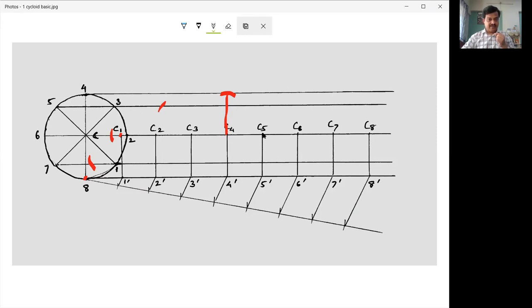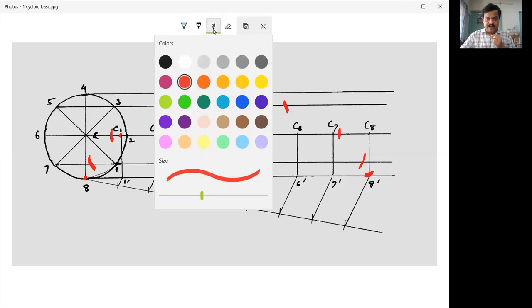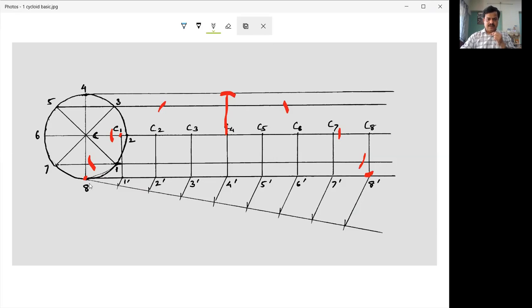Hence, from C5, you would cut an arc on the right, but 1 level below this topmost level. From C6, you would have to cut the arc again 1 level below. That means on the center line. From C7, again 1 level below. From C8, the arc would actually cut exactly here. So these are the points that we have located. Now we need to join them. Let me take a different color. We need to join this curve, and let's see how it looks. The final curve would go somewhat like this.